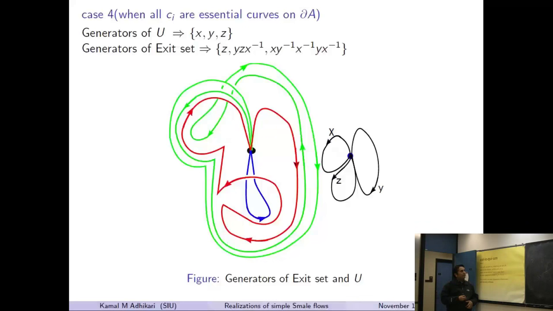The generators of the exit set in terms of X, Y, Z will be 1 for this, which is G. These are generators of the fundamental group. So using these generators, this red is Y G Y, and then G X inverse, and the green is X Y Y inverse. We get this using these generators.